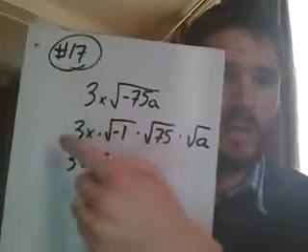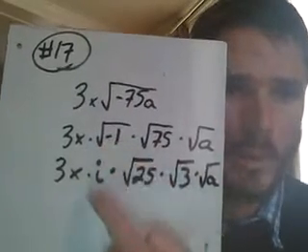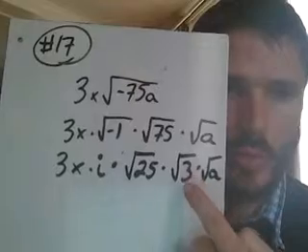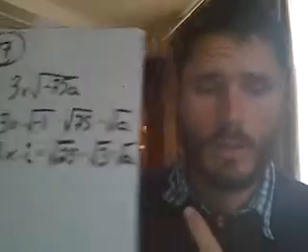Root 75 we can split into further factors, where we need at least one of them to be a perfect square. So let's think about the factors of 75. We have 3 and 25. So root 25 times root 3, and we can't forget about our root a at the end. So this is what you have: 3x, we have i, which came from the square root of -1, the square root of 25 and the square root of 3, which came from the square root of 75, and we have root a, he's just along for the ride.